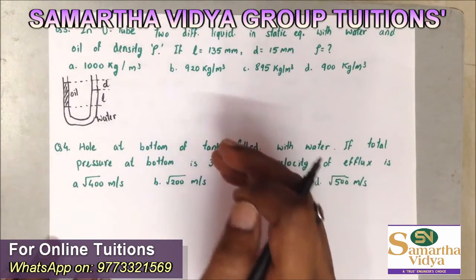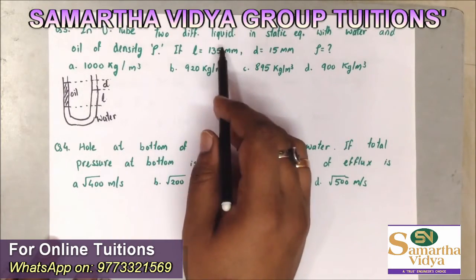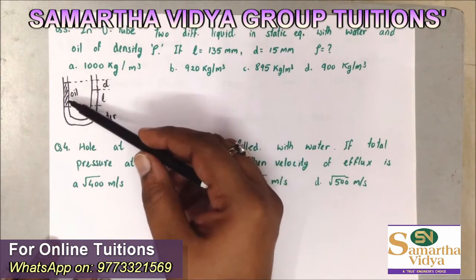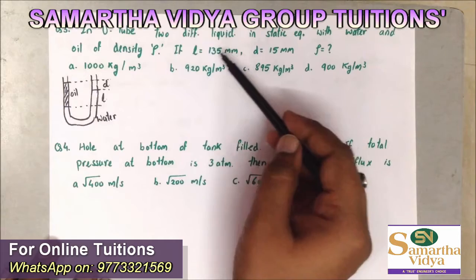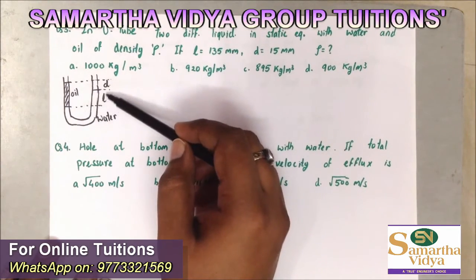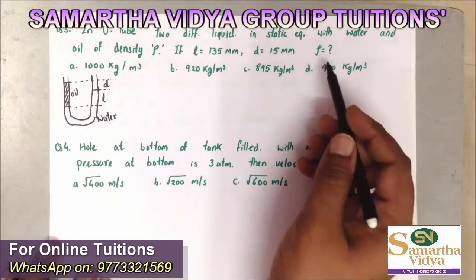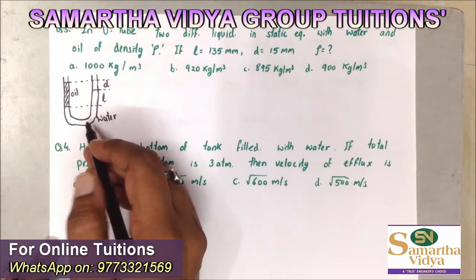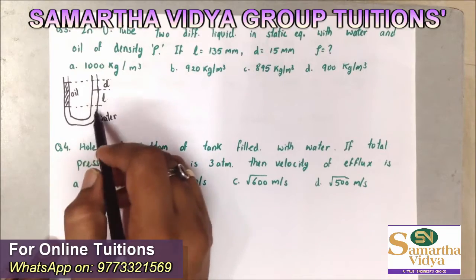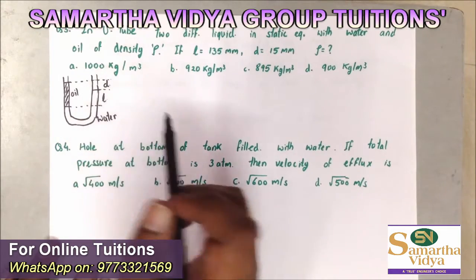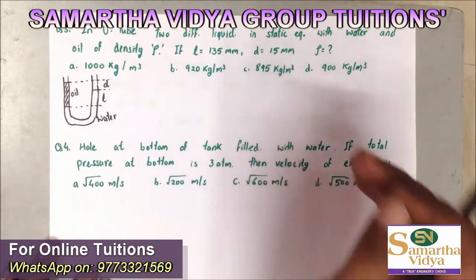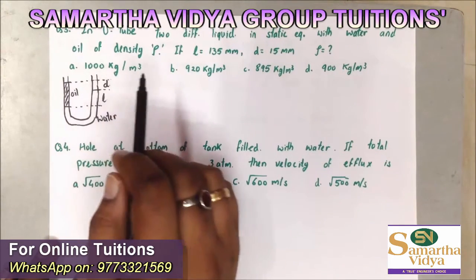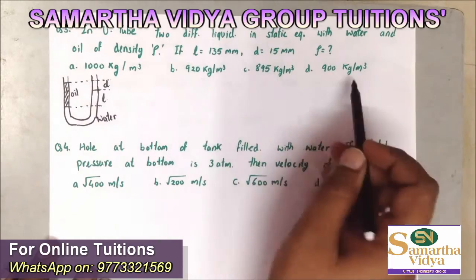Moving to the next question, we have a U-tube which contains different liquids. One is oil and the other is water, and the oil's density is unknown to us. The information given is the L value and the D value. I need to find the density of the oil. Oil is floating on water, so obviously the oil's density should be less than that of water. So option A is going to be the wrong option. We have to select from these.